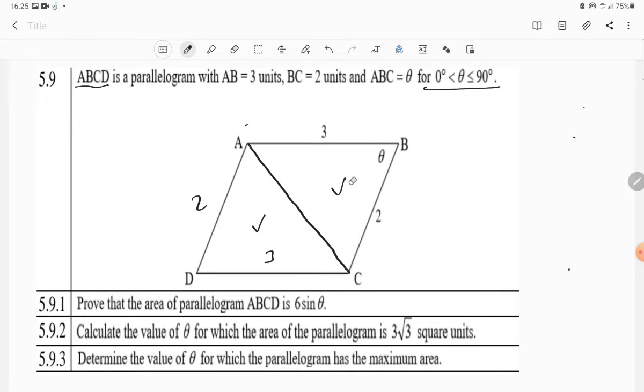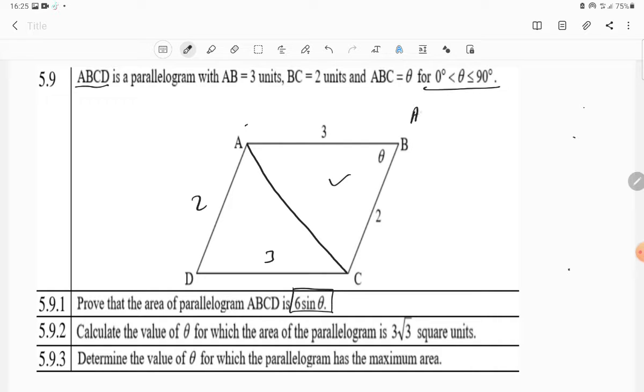Now, on that note, let's just begin. We are to find the area of the parallelogram, which is ABCD. They want us to prove that it is equal to 6 sine theta. So what I can do now, I can just construct the line here and find the area of this triangle using the area rule, of course.